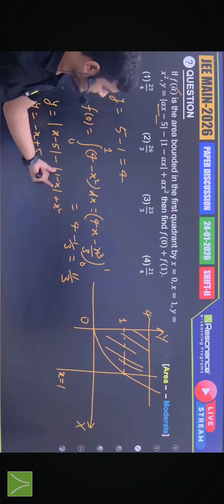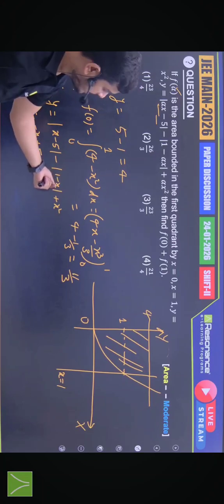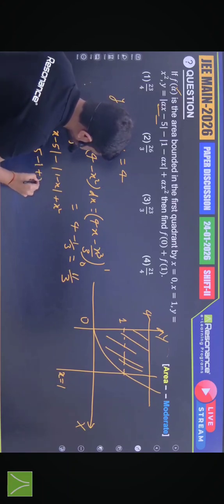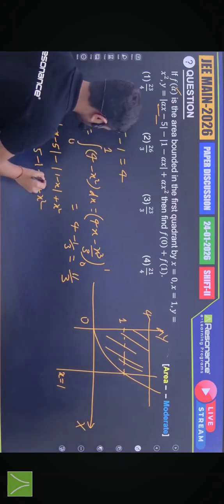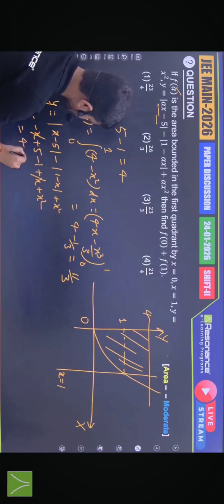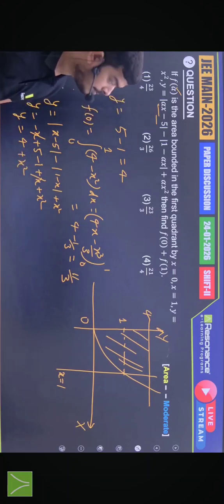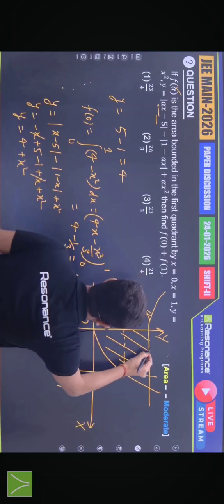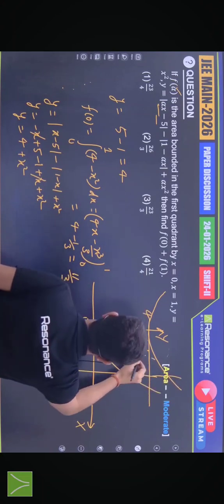And 1 minus x is what? If you put here less than 1, you will get positive. So same sign. Minus 1 plus x square is there. This x will get cancelled. y is equal to 4 plus x square you will get from here. So 4 plus x square means a curve like this passing through 4, and you have to find this area between 0 to 1.